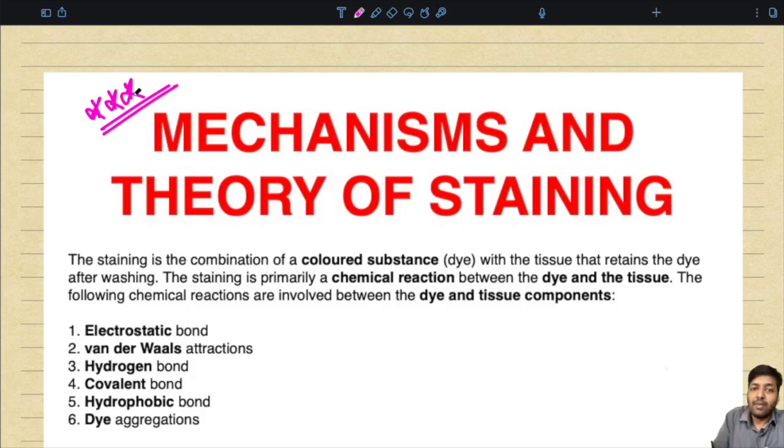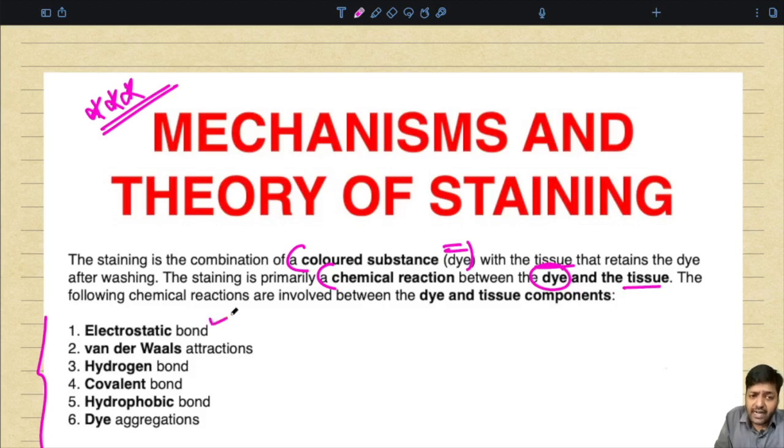Basically, staining is the combination of a colored substance, that is the dye, with a particular tissue that retains the dye even after washing. Staining is primarily a chemical reaction between the dye and the tissue. The following chemical reactions are involved between the dye and tissue components, which we are going to discuss individually. So what are those? Let me enumerate.